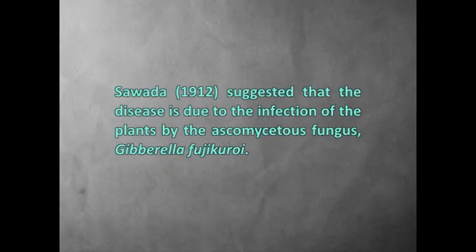Sawada in 1912 suggested that the disease is due to the infection of the plants by the Ascomycetous fungus Gibberella fujikuroi. Later, Eiichi Kurosawa in 1926 confirmed the role of the fungus by inducing the disease in healthy rice seedlings using sterile filtrates of the fungus.